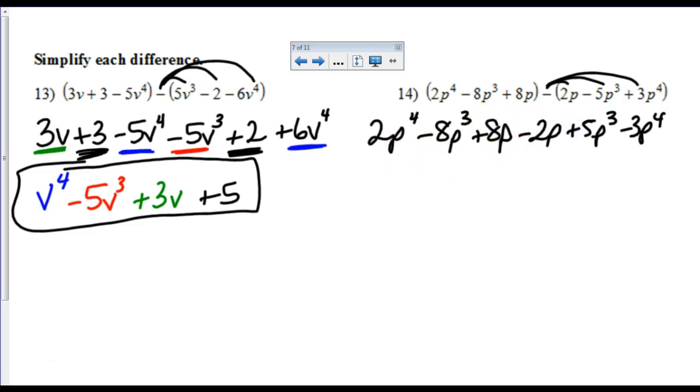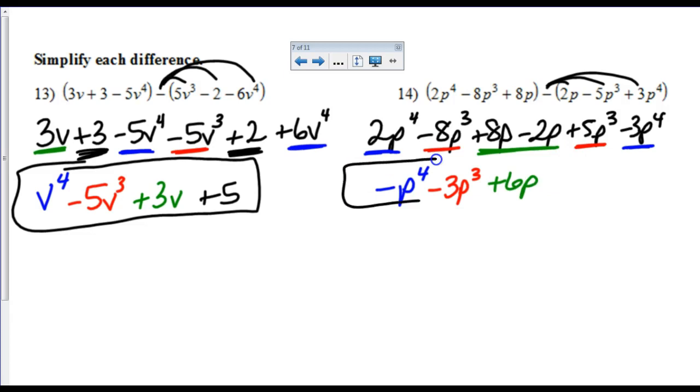So now we're going to go back and collect all our like terms, starting with our lead term, which is going to be our p to the fourth. So 2p to the fourth minus 3p to the fourth is negative 1p to the fourth. Then p to the thirds would be next. Negative 8p to the third plus 5p to the third is negative 3p to the third. Let's see, there's no p squared, but right here we have some p to the first powers, so that is plus 6p, and that is all the terms. Rockin'. Moving along.